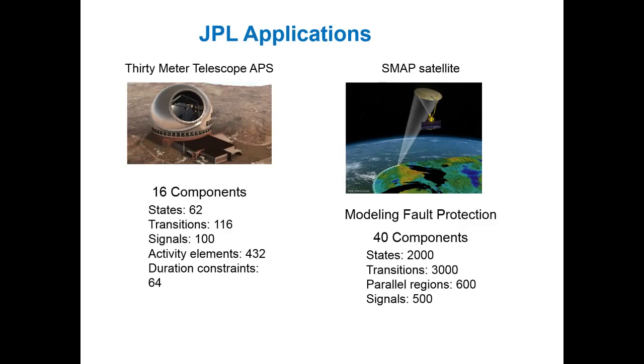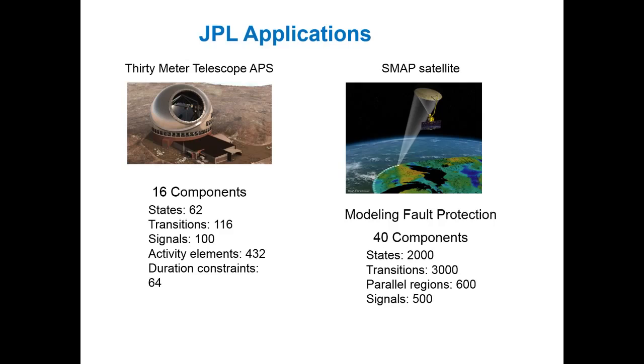At the JPL, there are 2 main applications I have been involved in to some extent. So one is at the 30-meter telescope, where I work as a system engineer on the active phasing, on the alignment and phasing system, where at the moment the model consists of 16 components, 60 states, 100 transitions and signals, several hundred activity elements, and 60 duration constraints.